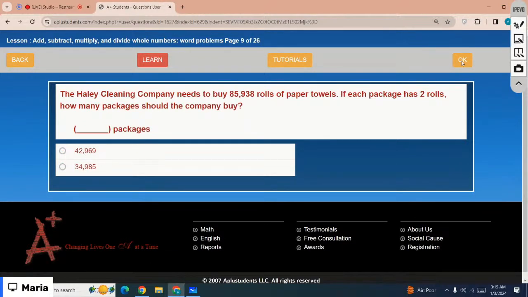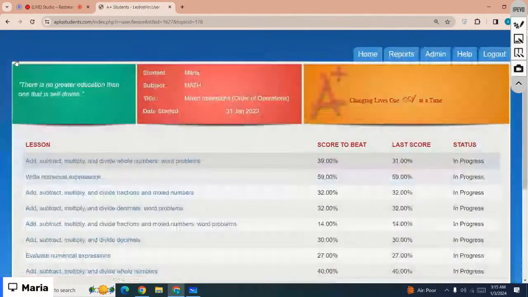Okay, you can complete the lesson by yourself later today. Let me just move on to the next lesson. And the next lesson is writing numerical expressions. Let's just start with the lesson.